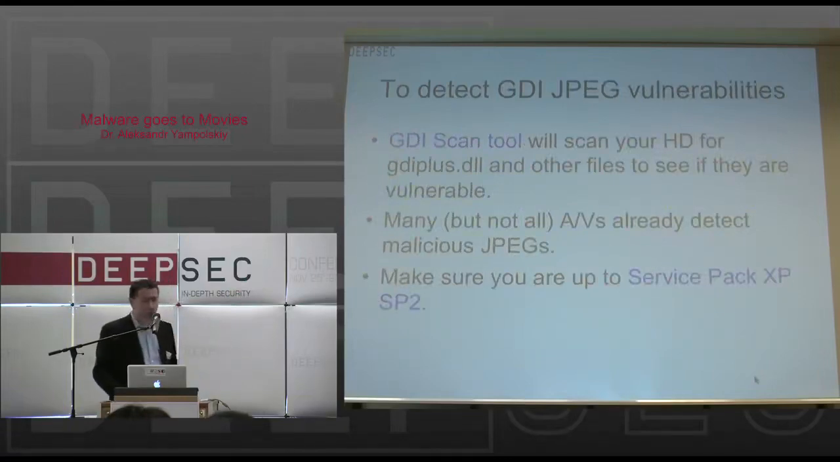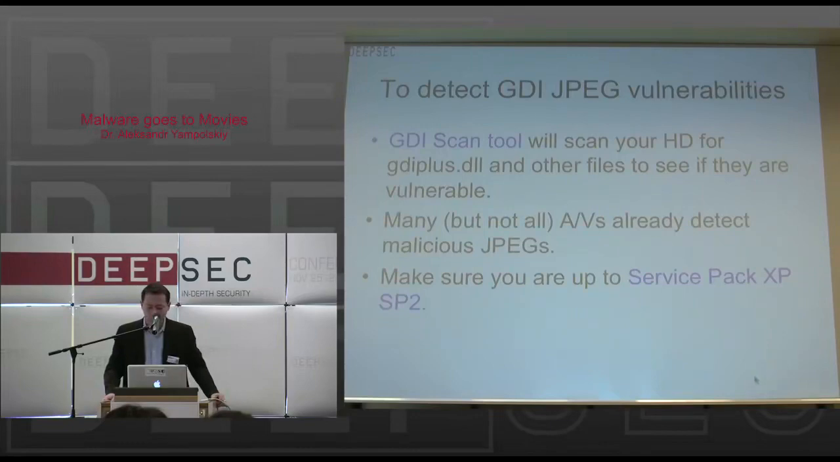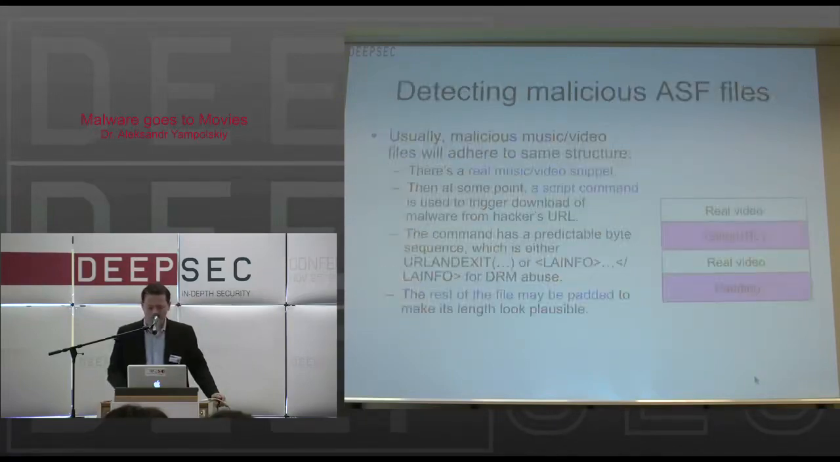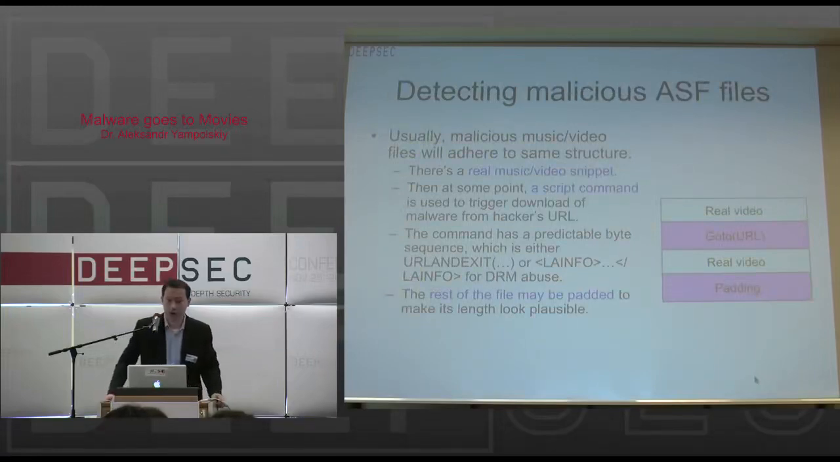There's a GDI scan tool. Just Google for it, you're going to find it. It's going to scan your hard drive for vulnerable versions of GDI+ DLL. If you upgrade to Service Pack 2, then that should solve it automatically. And the final part is a custom tool. How do you detect malicious ASF files? So malicious video and music files which use this URL and exit or DRM abuse.